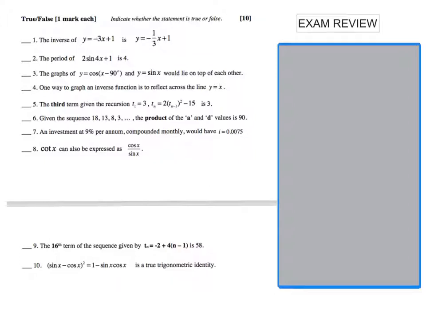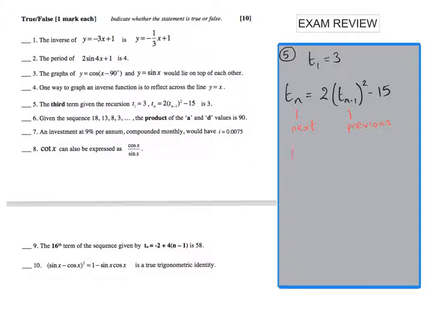Question 5, third term of the iterative statement. They give you t1 equals 3, and they give you that tn equals 2 times t(n minus 1), squared, minus 15. Well, the way you read this is, tn is the next term, and n minus 1 is the previous term. So all it reads is the next term equals the previous number squared times 2, minus 15.